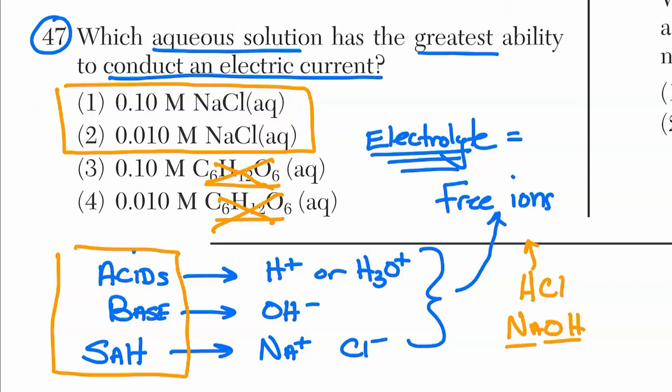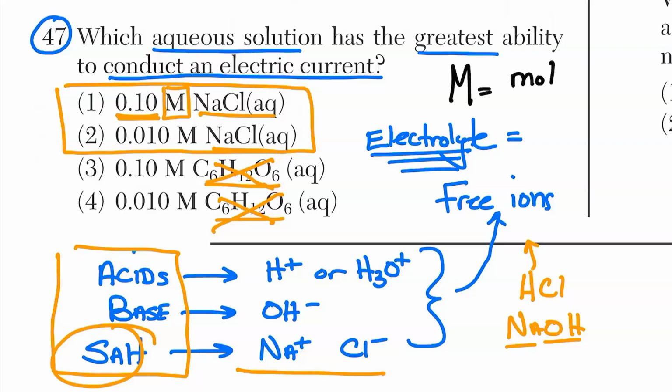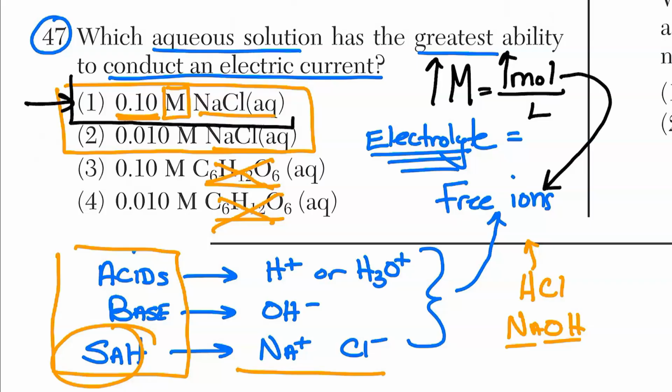Now the question states, who has the greatest ability? Since we've narrowed down our choices to 1 and 2, these are both solutions of free ions because it's a salt dissociating into its free ions. But who has the greatest amount of ions? Well, molarity is a concentration unit. Who's got the greatest concentration of ions? The higher molarity. Remember, molarity from Table T is equal to moles of what you're trying to dissolve over a liter. So if you've got a greater molarity, you've got a greater amount of substance, in this case, a greater amount of free ions. So choice 1 is your answer.